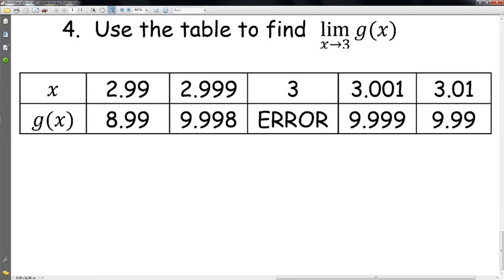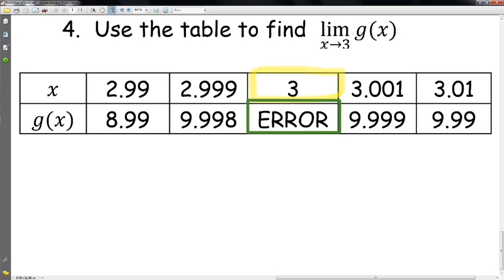Finally, number 4, use a table to find the limit of g of x as x approaches 3. And so what I want you to notice right here is the x-coordinate for 3. There's 3. And so we want to ask, what is its y-coordinate? Well, if you look at it in the table, it says error. So we don't really have a y-coordinate. So we want to see on the left-hand side of our table, does that equal the right-hand side of our table? And so we're going to start on the left-hand side.